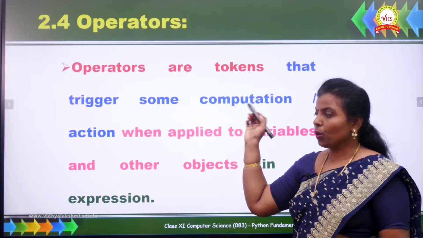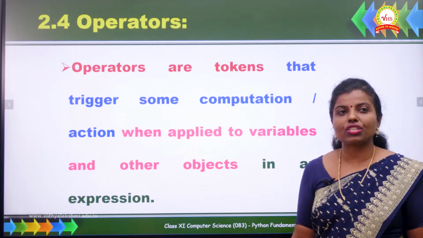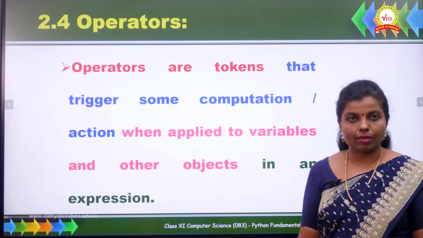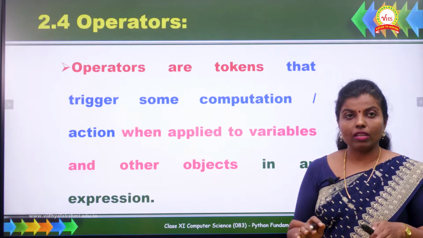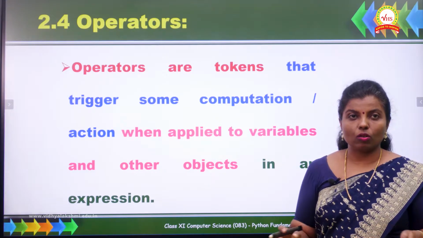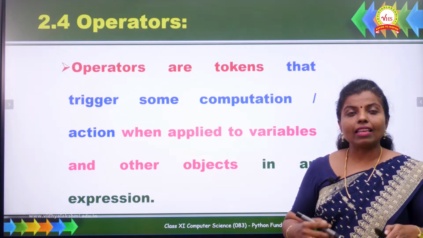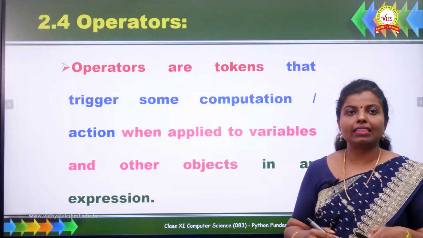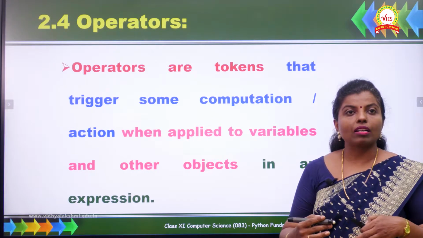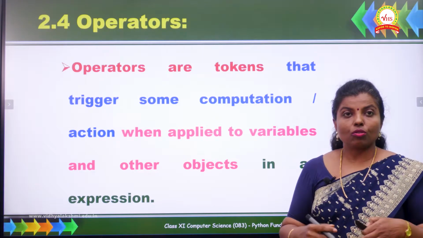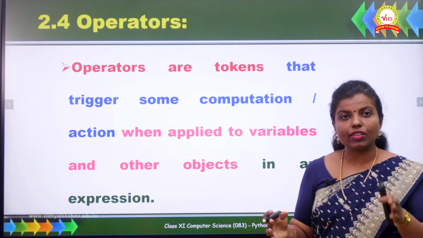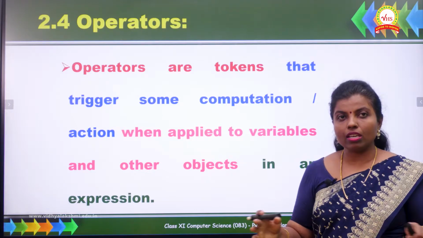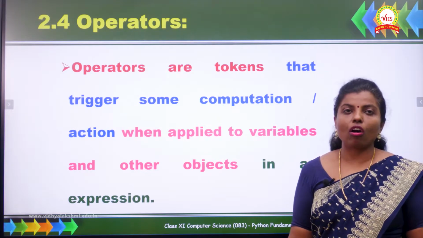Operators are the tokens that trigger some computation or action when applied to the variables and other objects in an expression. These operators are normally one of the tokens of Python. They are normally symbols. When they are applied to the variables or other objects in an expression, some action takes place. So, these are referred to as the operators of Python.